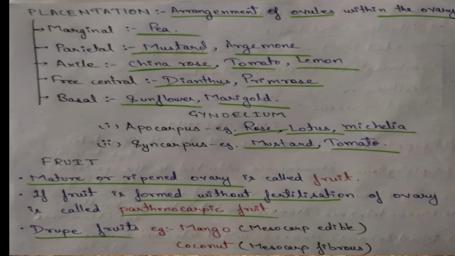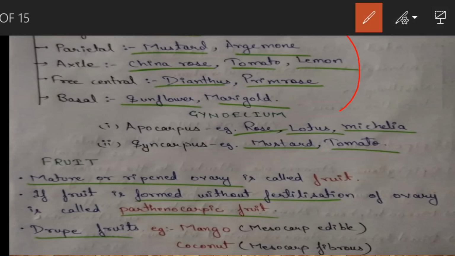Next we see placentation. Arrangement of ovules within the ovary is known as placentation. We have 5 types of placentation: marginal, parietal, axial, free central and basal. Examples of these are very important. Marginal is seen in pea, parietal is seen in mustard and argemone, axial is seen in China rose, tomato, lemon, free central is seen in dianthus and primrose, and basal is seen in sunflower and marigold. Every example is very important, so you have to thoroughly remember all the examples here.